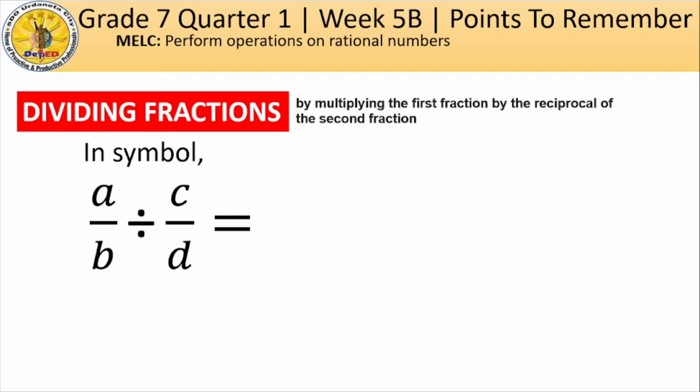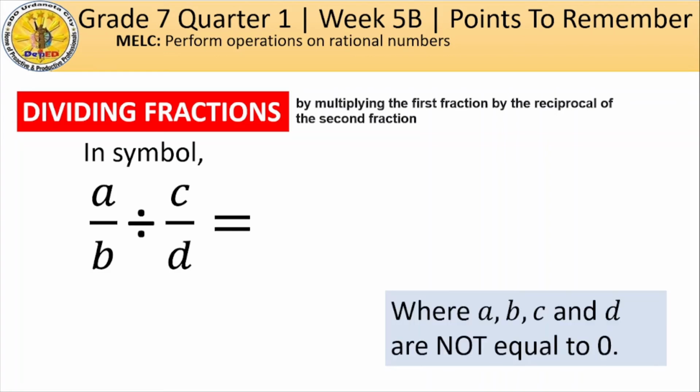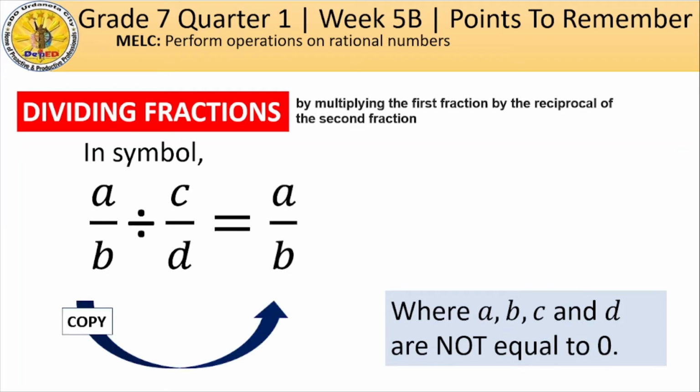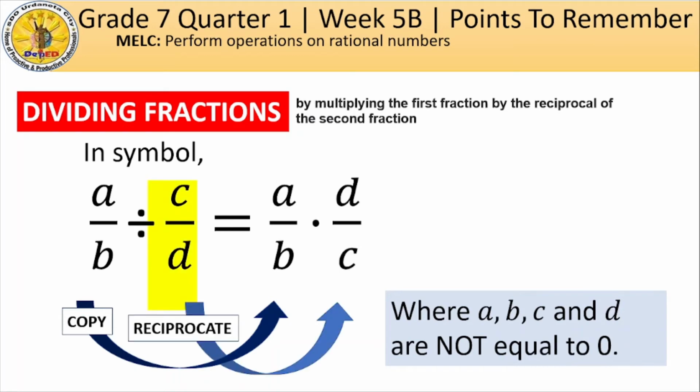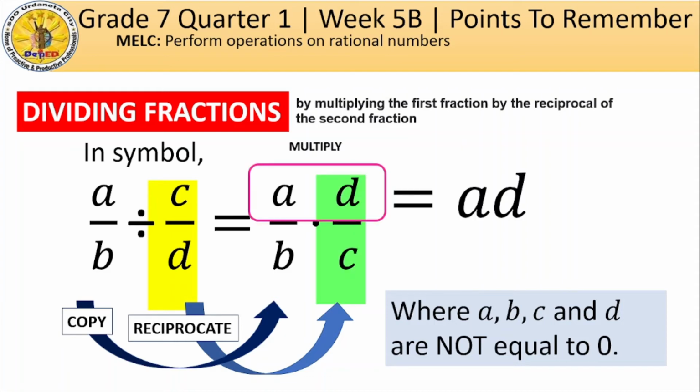In symbols, if we have the fraction a over b divided by the fraction c over d, where a, b, c, and d are not equal to 0, we will just copy the first fraction, which is a over b, and then get the reciprocal of the second fraction, which is d over c, and then proceed to multiplication. So a times d, we have ad, and b times c, we have bc. So a over b divided by c over d is equal to ad over bc.